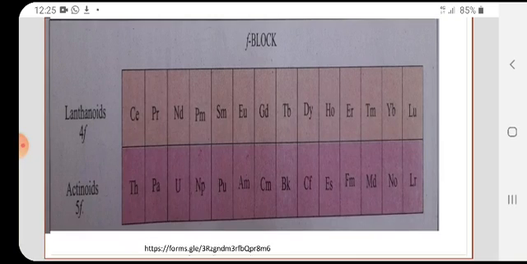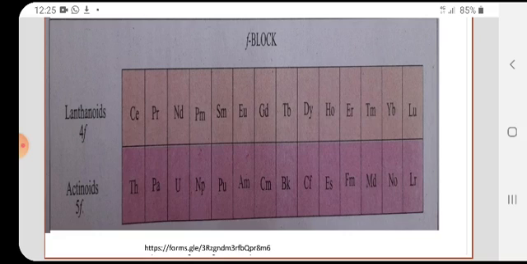Actinide elements are radioactive. Many of the actinide elements have been made only in nanogram quantities, meaning very small quantities, by nuclear reactions, and their chemistry is not fully studied. The elements after uranium are called transuranium elements.